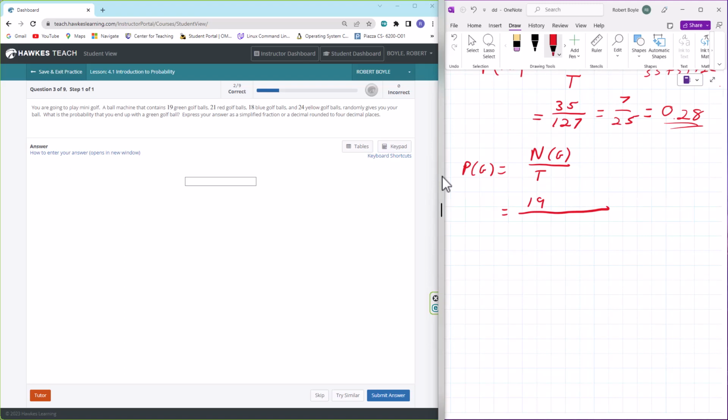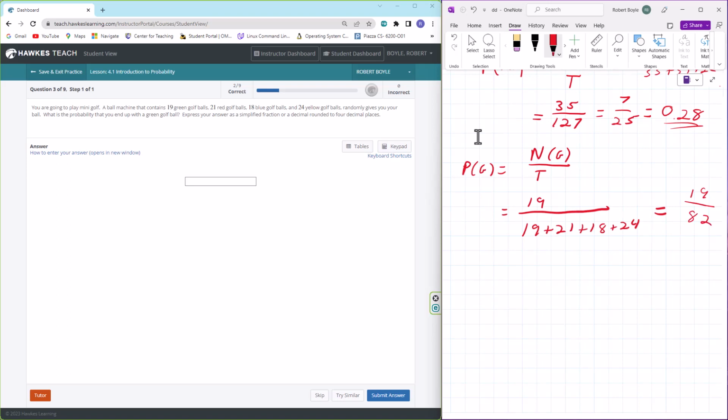The total number of golf balls is going to be 19 plus 21 plus 18 plus 24, which will give us 82. So we will have 19 divided by 82. Now, the big question here is, is this a reduced fraction? And the answer is yes, it is.